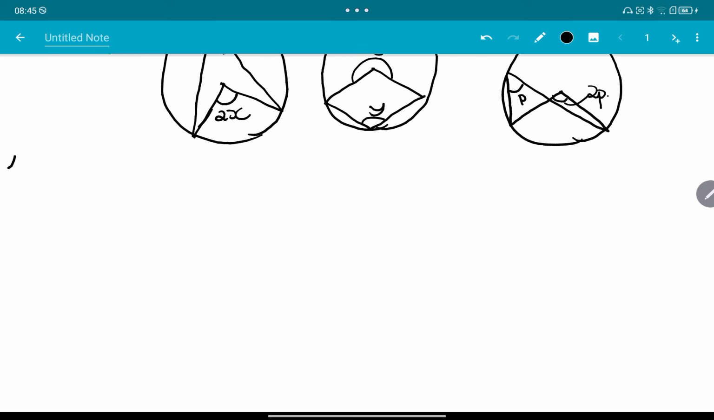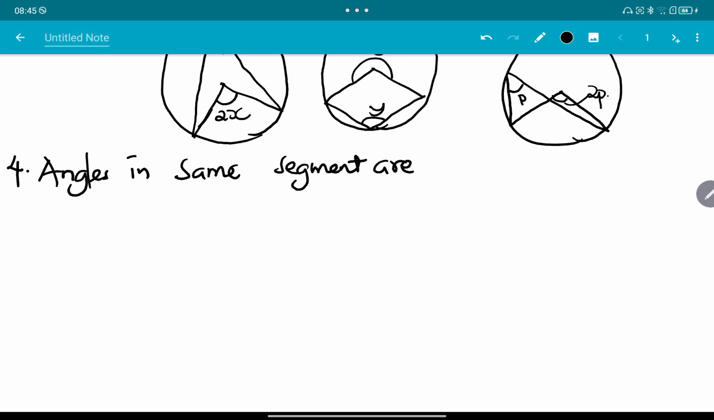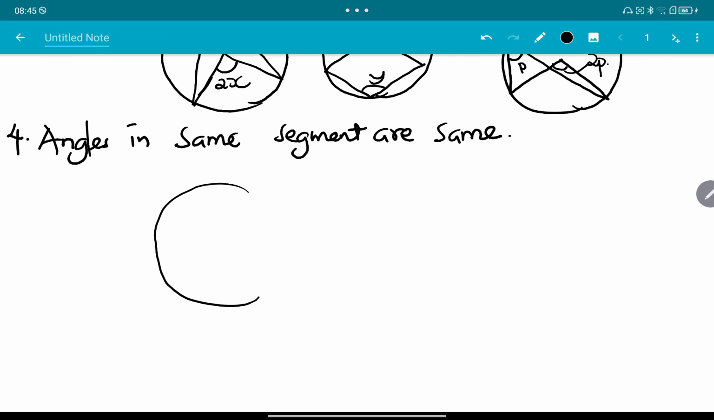The next useful property you also need to know is that angles in the same segment are the same. This is one of the very simplest properties. Whenever you have a circle and you have something like that, this is P, this will also be P. If this is Q, that is also Q.